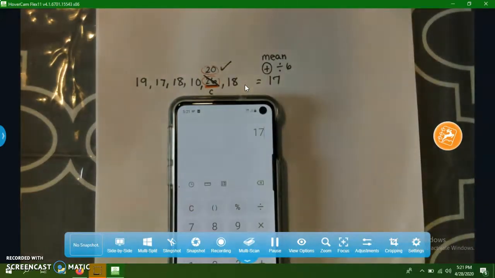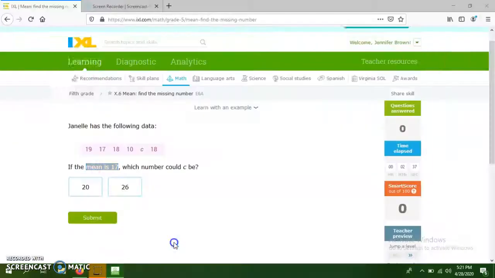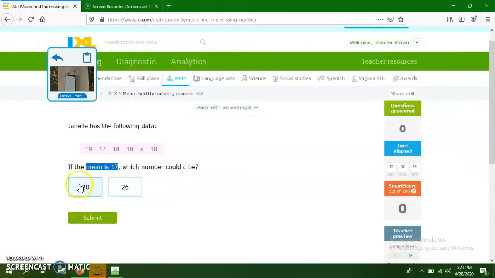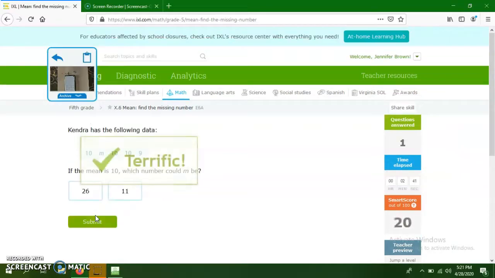So that tells me that my missing number is going to be 20. So mean, as you can tell, is going to take a little bit more work to get through. But yeah, that's why I'm only requiring a SMART score of 50 on these. However, feel free to go higher than that.